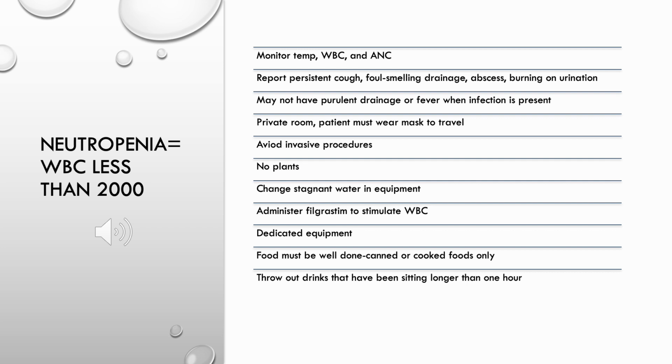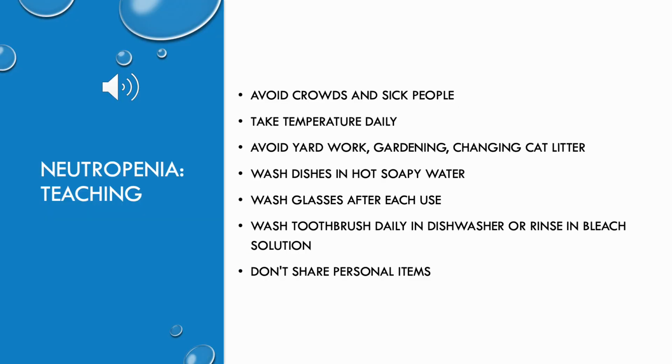The food must be cooked, well done. It must be canned or cooked foods only. So like no fresh fruit, no fresh salad. Okay, everything's got to be cooked. And I told you to throw out drinks that are sitting longer than an hour. The patient teaching involved with patients with neutropenia includes telling them to avoid crowds and sick people. They need to take their temperature daily and report if it's greater than 100. Avoid yard work, gardening, and changing cat litter because for somebody immunosuppressed, they can get infections that way.